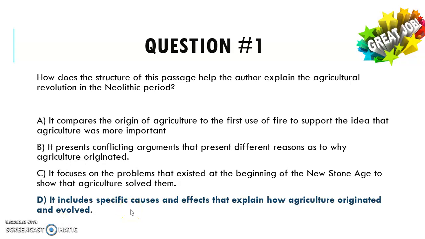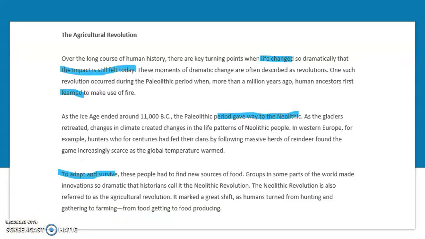And the correct answer is D. It includes a specific cause and effect that explain how agriculture originated and evolved. So this is that why and what happened type of article. We're going to go ahead and look at a quick little excerpt to think about why this is cause and effect. When you're looking at that word choice, you can see that there is a lot of change, a lot of causing issues, and what happens from those changes.